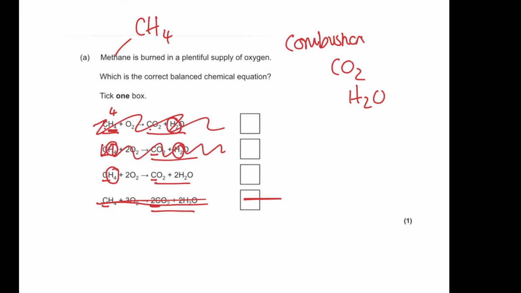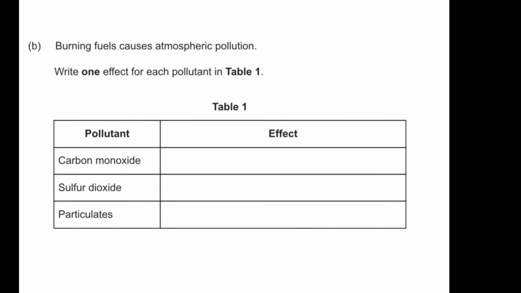Four hydrogens on this side, 2 times 2 makes 4. Let's just check it. 2 times 2 oxygens means that we're going to have 4 oxygens. We've got 2 oxygens here, plus the 2 times 1 makes 2. So 2 and 2 makes 4. So we have the same amount of oxygens, same amount of carbon, same amount of hydrogens. So this one here. Taking our time, looking at it carefully. Process of elimination.